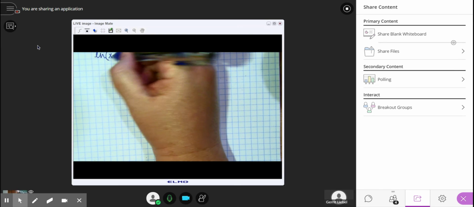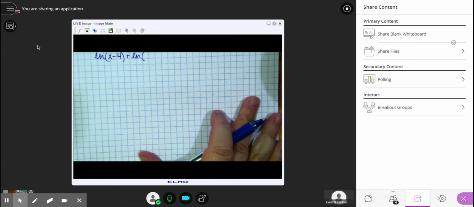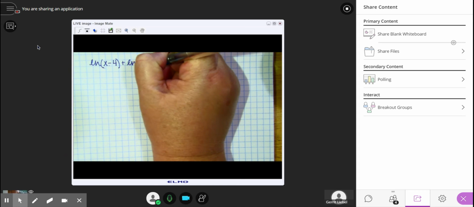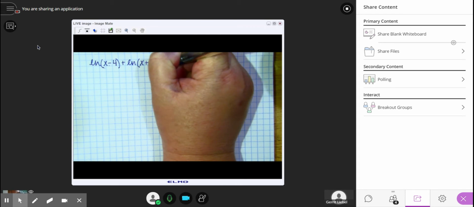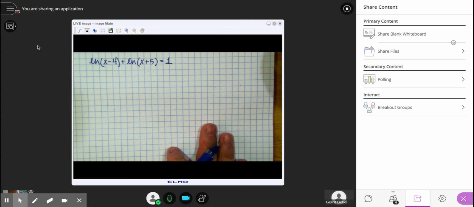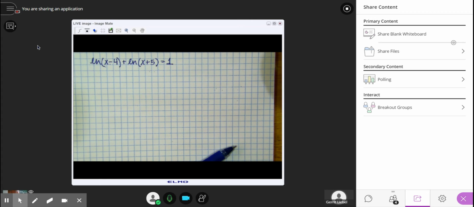So it's ln of x minus 4 plus ln of x plus 5 equal to 1. Oh, this is a good one. This is due tomorrow, right? Not Friday, tomorrow. Okay. Sorry, I'm wrong. I did lecture on this yesterday, but this is a weird one. We've done all of the pieces of this. You just got to be a little bit creative.